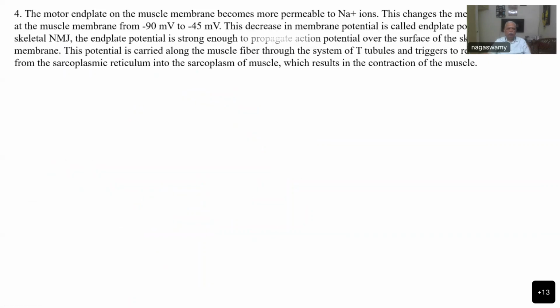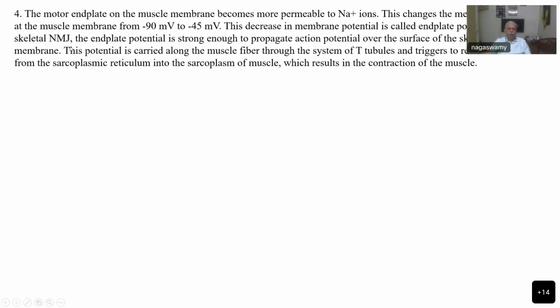The motor end plate on the muscle membrane, the fourth step, becomes more permeable to sodium ions. This changes the membrane potential from -90 to -45 millivolts. This decrease in membrane potential is called the end plate potential. All these terminologies have to be described when you talk about the neuromuscular transmission physiology.